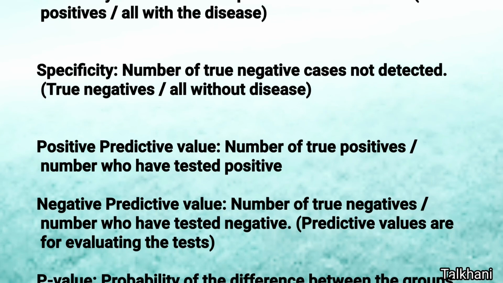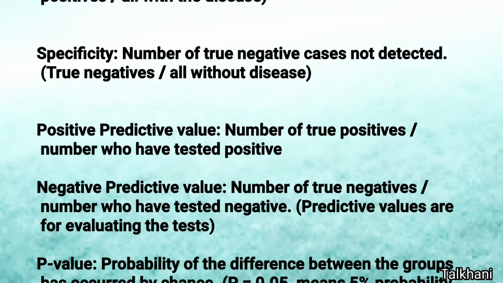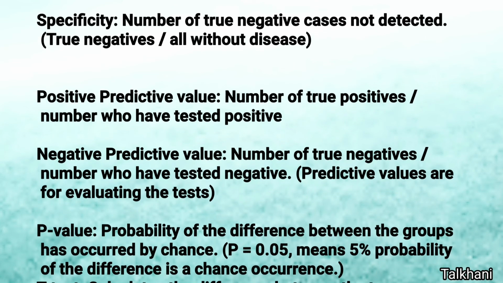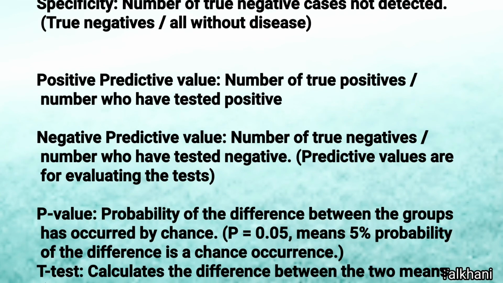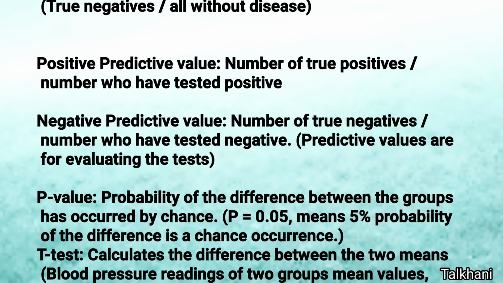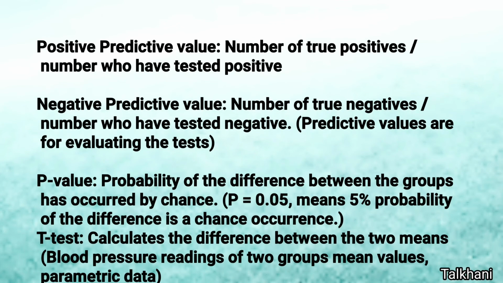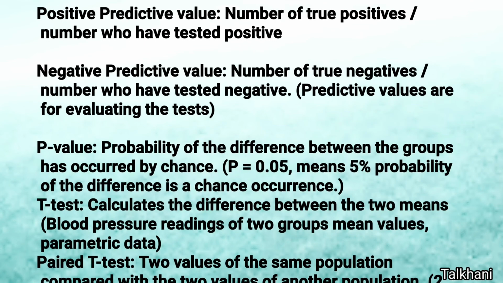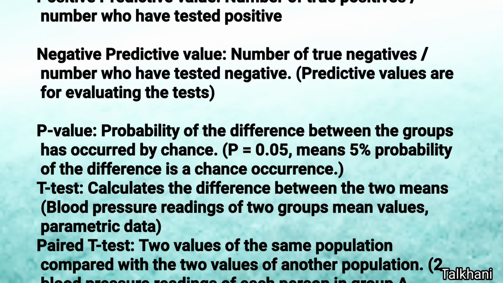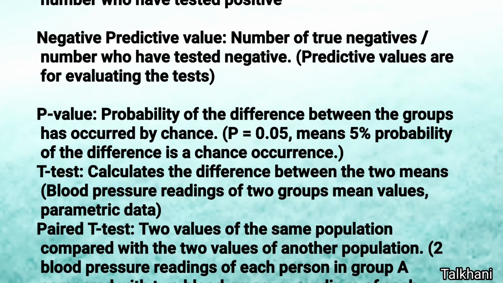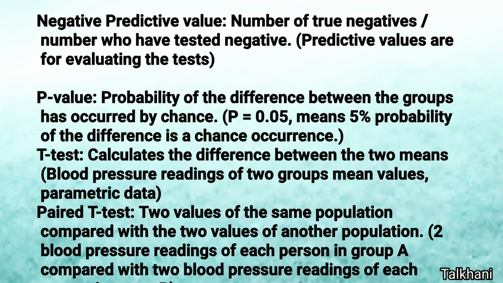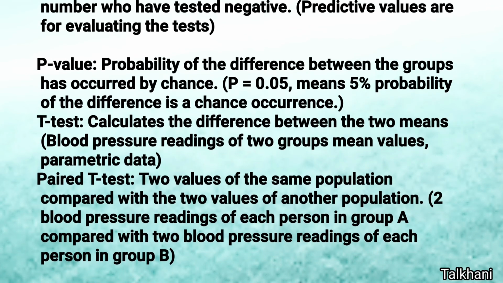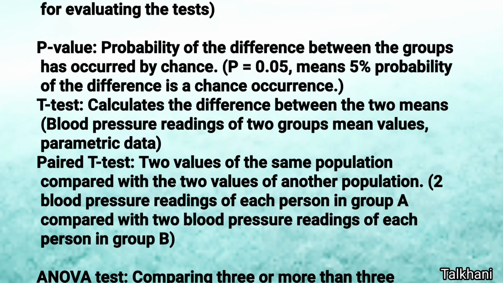Positive predictive value is number of true positives divided by the number who are tested positive. Negative predictive value is number of true negatives divided by the number who are tested negative. Easier way to remember is to note that predictive values are for evaluating the tests. What is p-value? P-value is the probability of the difference between the groups occurred by chance. For example, P 0.05 means 5% probability of the difference being a chance occurrence.